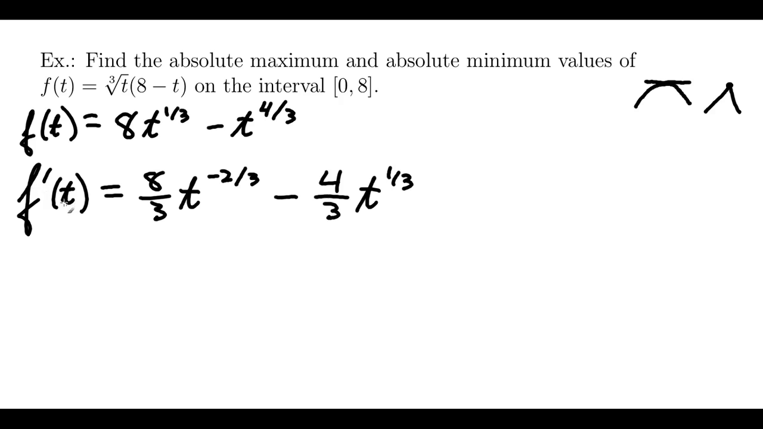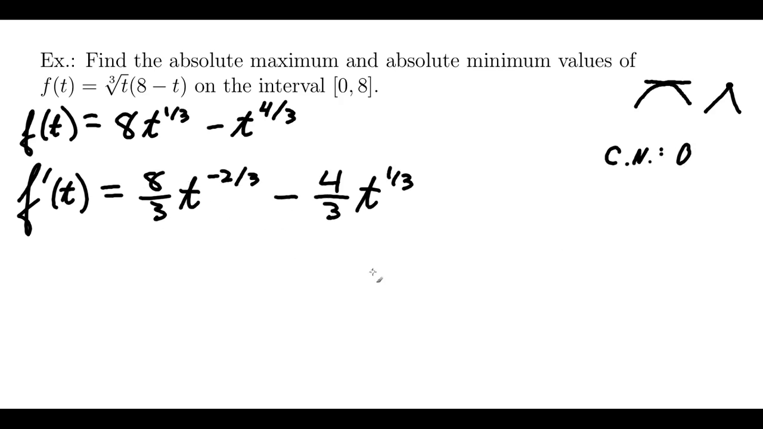So let's take a look at this. This 4/3 t to the 1/3 is defined and continuous everywhere. There are no problems there. But this t to the negative 2/3, that negative power indicates a reciprocal. And that tells us that we could have possible division by 0. We don't want t to equal 0, right? So there is a critical number at 0.